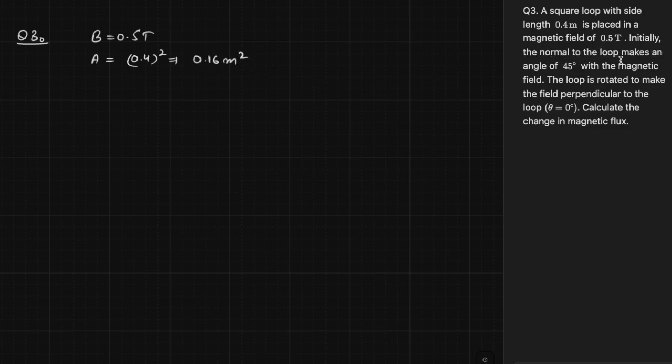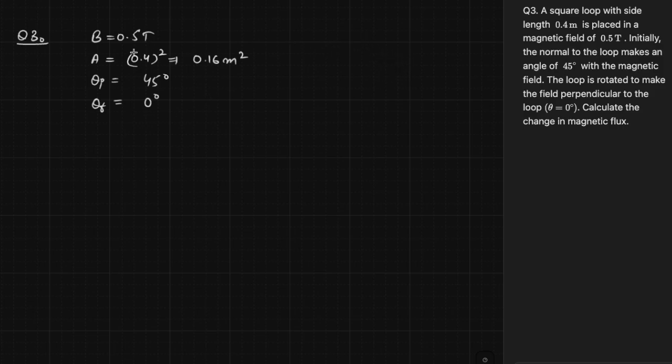Initially, the normal to the loop makes an angle of 45 degrees. See, he is clearly giving that it is with the normal to the loop. That is our area vector. So the theta initial, remember that, was 45 degree with the magnetic field. The loop is rotated to make the field perpendicular to the loop, so theta became 0, and it is given also here. If directly given, just put the value. Theta final is 0 degree. Now if you see, there will again be an increase in flux. We should be able to get positive values.